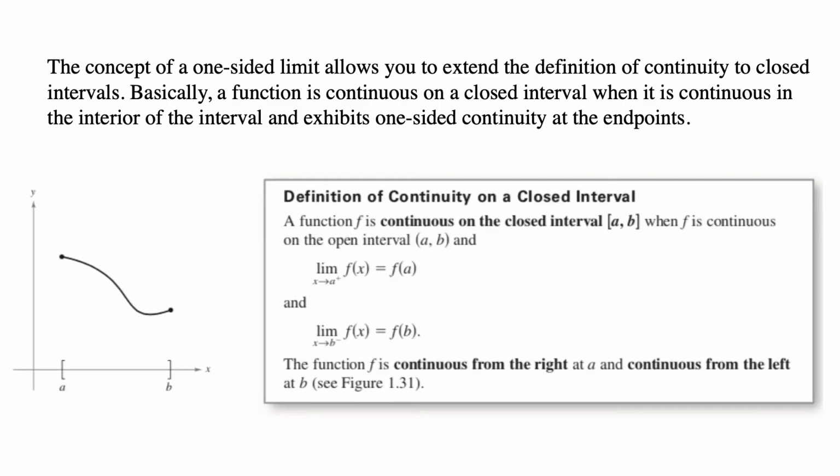The concept of a one-sided limit allows you to extend the definition of continuity to closed intervals. So here you have the formal definition of a closed interval, but basically a function is continuous on a closed interval when it is continuous in the interior of the interval and exhibits one-sided continuity at both endpoints.